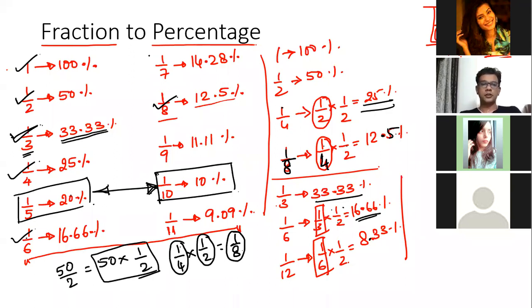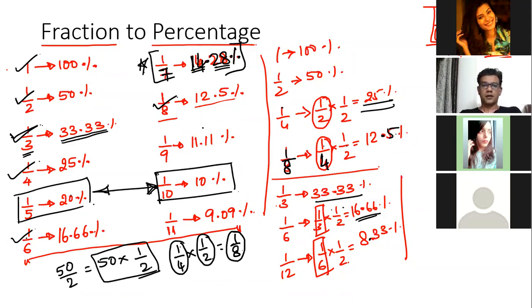Now, coming to 1 by 7. The denominator is 7. What do you get when you double 7? Not square. 7 square is 49. But when you double 7, what do you get? 14. And when you double 14, what do you get? 28. So I remember 1 by 7 as double of 7, 14, double of 14, 28. That's how I remember 1 by 7, and this is only for 1 by 7. It is not for anything else. I hope you are all clear with this.